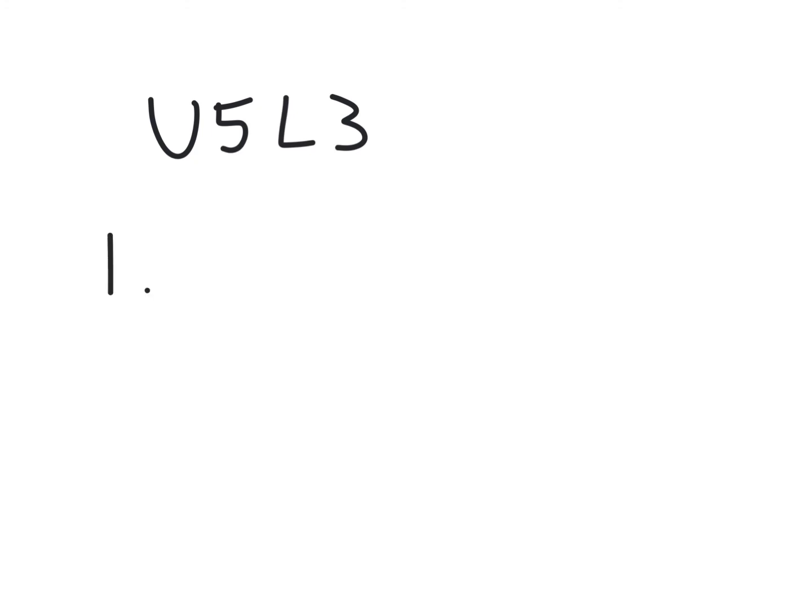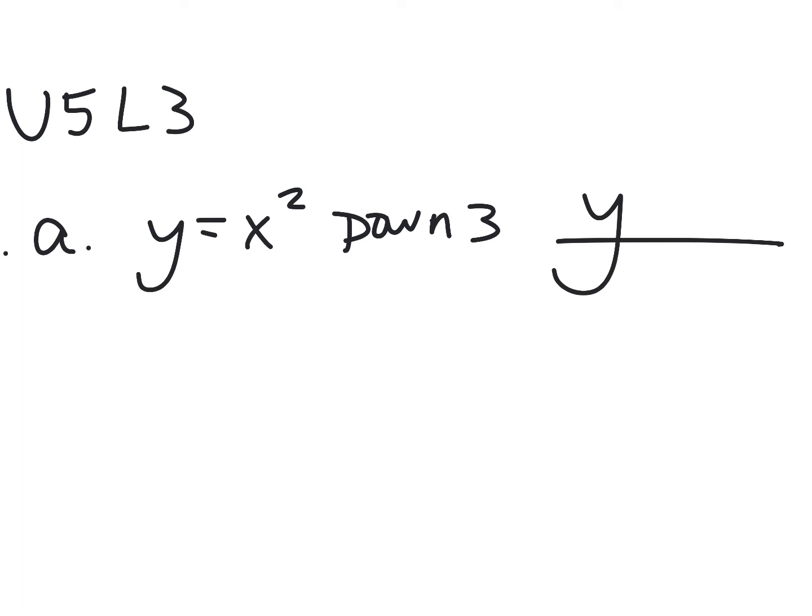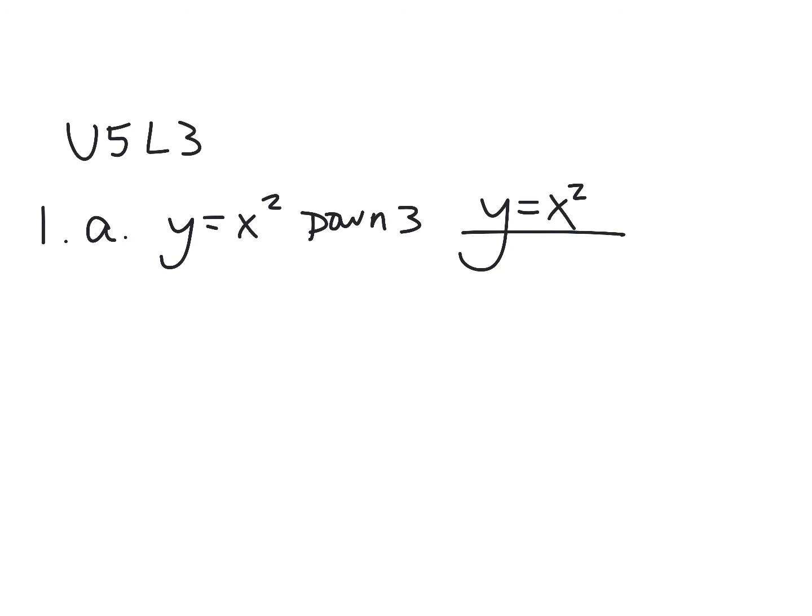So here's the beginning of that worksheet, 1A. It asks you to take this and translate it down 3. Translate just means move. Down 3. Well, that's not that hard. You go x squared, but then to move it down, is that on the inside or the outside? Is down like a horizontal thing or a vertical thing? Vertical. And so vertical is on the outside. So this down 3 should be on the outside. There. That means down 3. That's it. That's 1A.